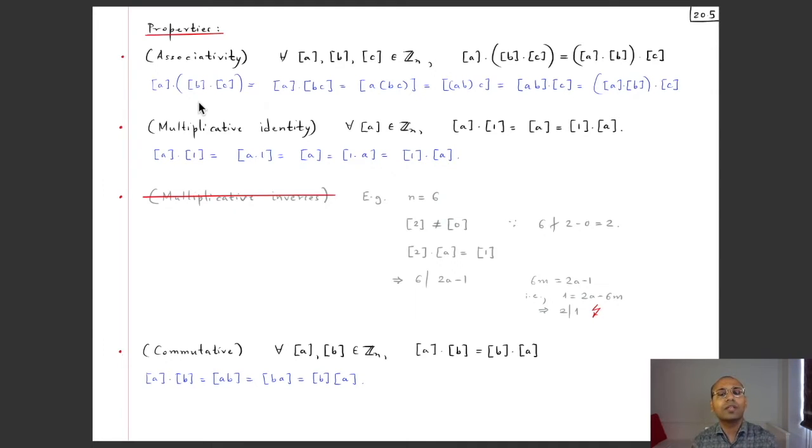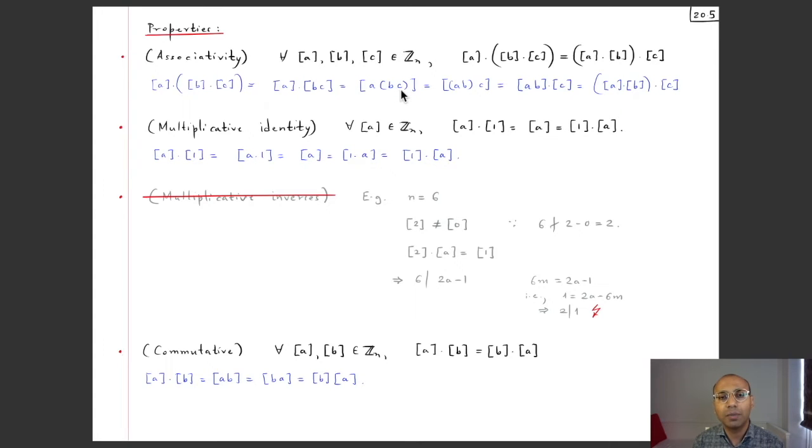So first of all, with associativity, you have that for any three elements in Zn, the product of the first element with the product of the other two is equal to the product of the first two multiplied by the third one. So let's start with the left hand side. Then you have this thing, and the product of these two by the definition of multiplication in Zn is the equivalence class containing BC. And then again by the definition of multiplication in Zn, the product of these two is the equivalence class containing A times the product of B and C.